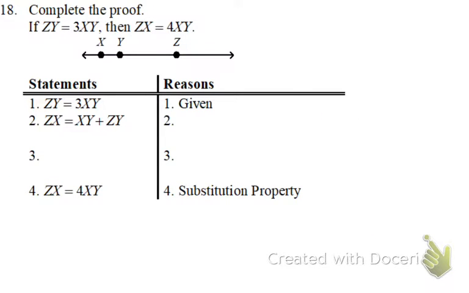Complete the proof. All right, if YZ is equal to 3XY, then ZX would have to equal 4XY. Well, we can split up ZX into XY plus YZ because of the segment addition postulate. It allows you to add the measures of any segments that are collinear and adjacent. Segment addition postulate.